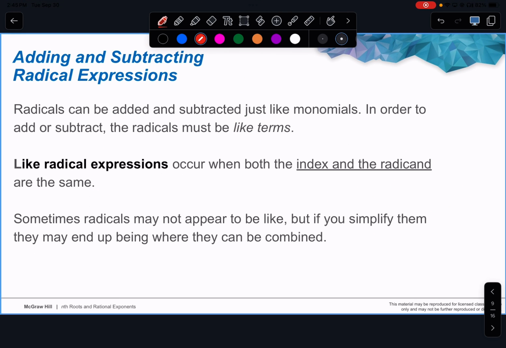Moving on to our next one here. Okay, we're going to start adding and subtracting radicals. This is on the back of your note sheet. So flip that over. This is really similar to a skill you've been using since middle school.